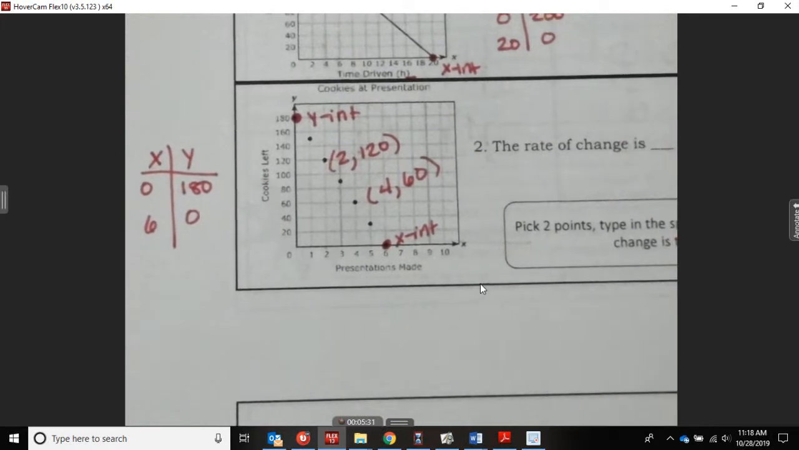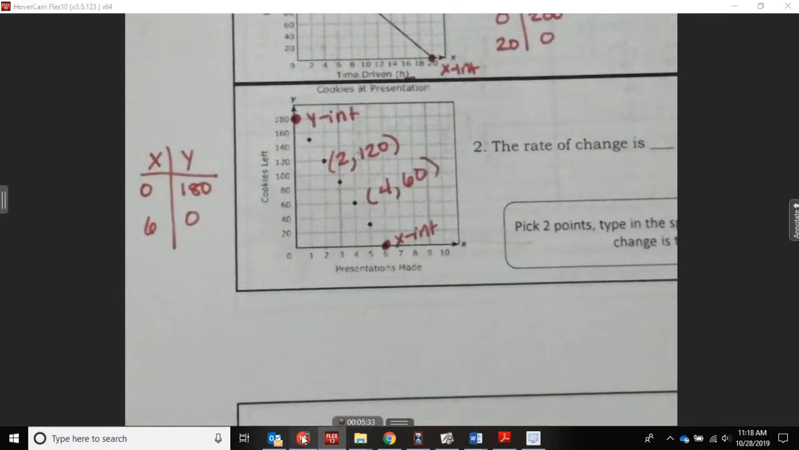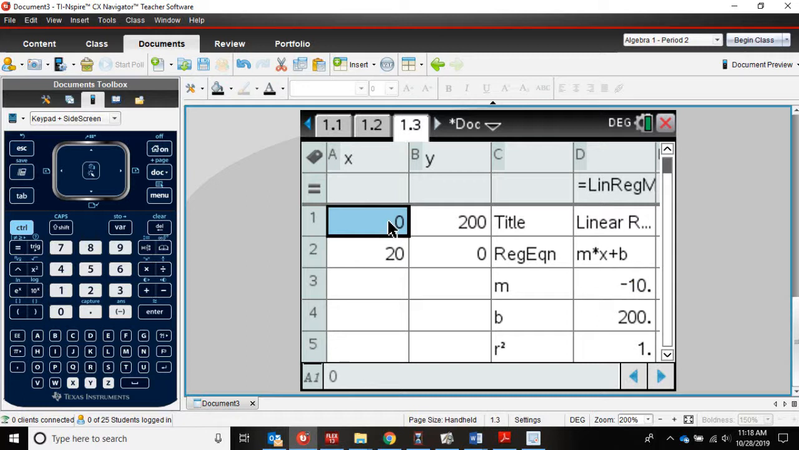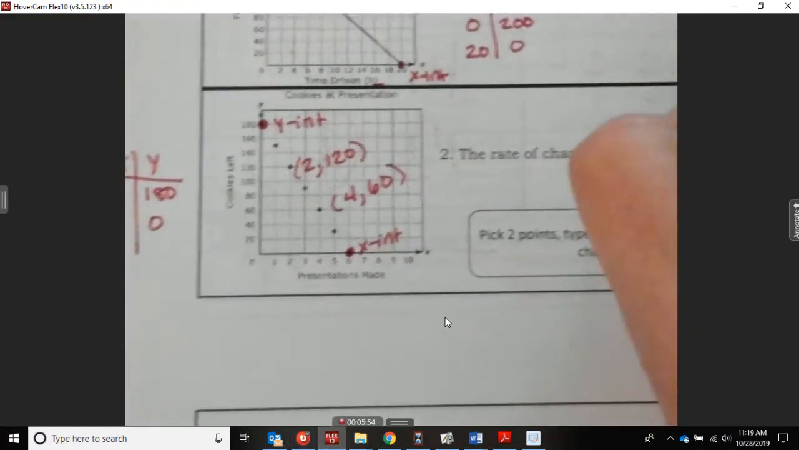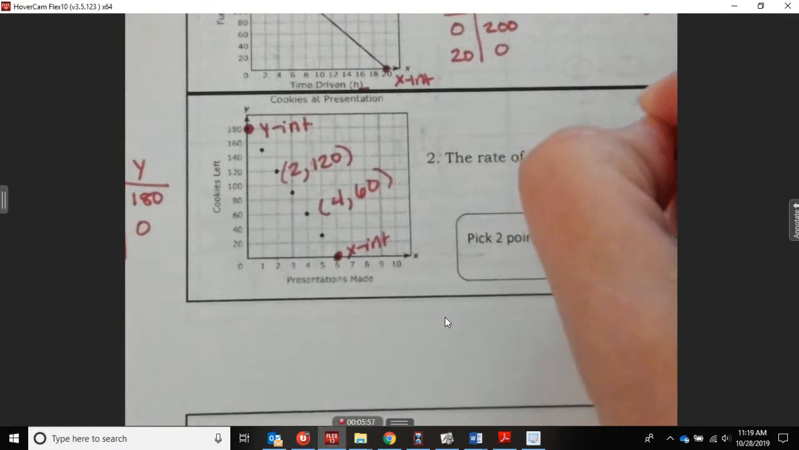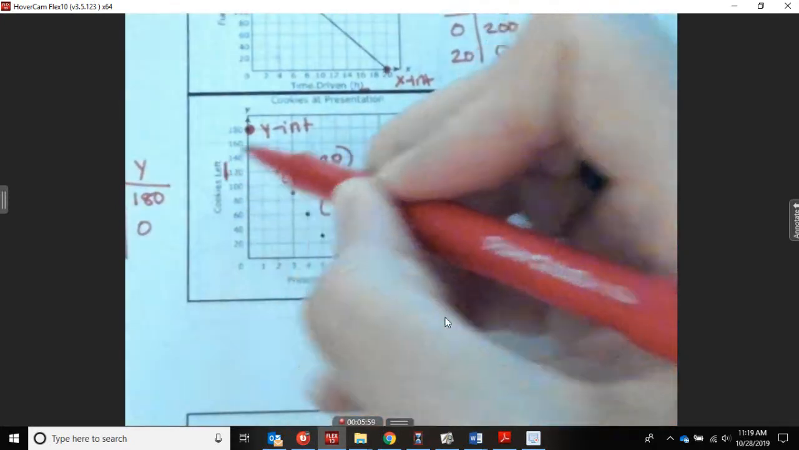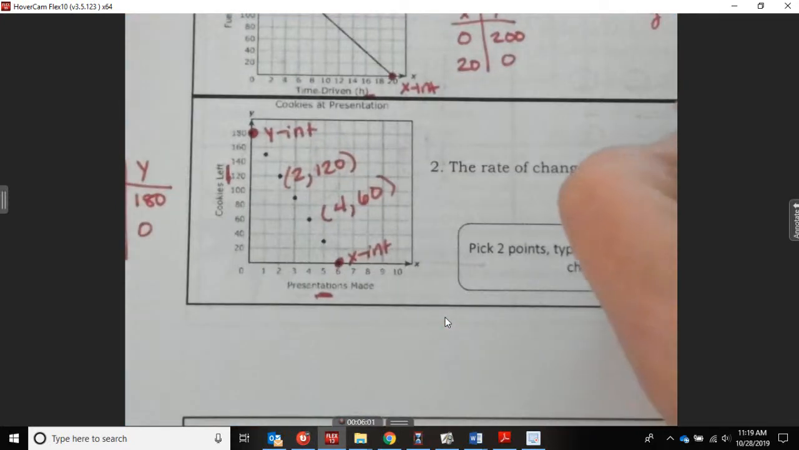Okay. And then again, we're just going to go to our list and spreadsheet. Since I only have 2 points here, I'm actually going to change it. So 0 and 6. And then I had 180 and 0, and it changed my slope for me. My slope is now negative 30 for these points. My y-intercept, the b, is 180. So here, the rate of change is negative 30, and then it's cookies per presentation.